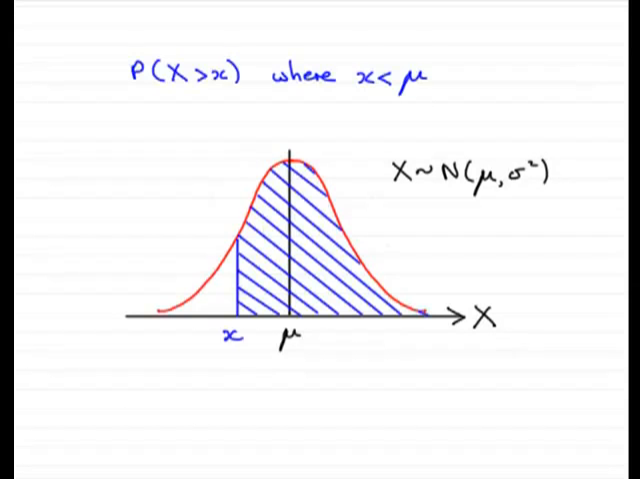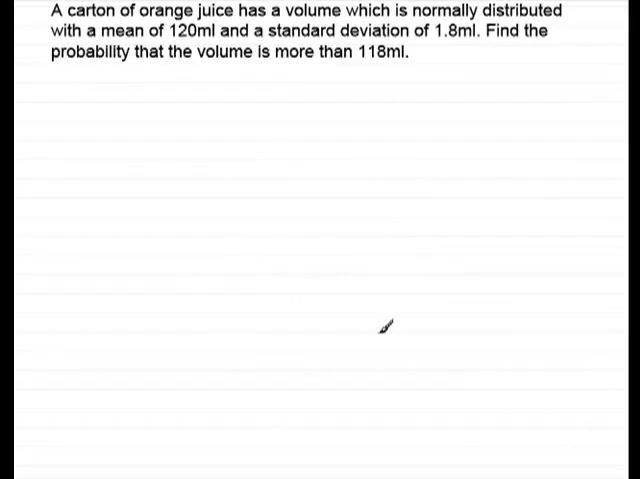In this tutorial I want to show you how we work out the probability of being more than an observed value x, where the observed value x is less than the mean mu. The best way of doing this is by way of an example. Here's the example which I'll read out to you. A carton of orange juice has a volume which is normally distributed with a mean of 120 milliliters and a standard deviation of 1.8 milliliters. Find the probability that the volume is more than 118 milliliters.